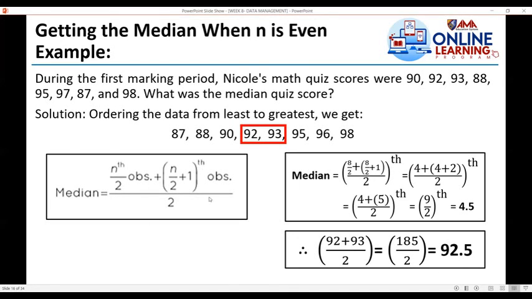Now, if we use the formula for determining the median when n is even, we have the n over 2 observation plus the (n over 2 plus 1) observation, divided by 2. And let's substitute the value of n, which is 8. So 8 over 2 is equal to 4, and (8 plus 2) over 2, that is, 4 plus 1 over 2, hence the median is the 4.5 term. The 4.5 term is the middle of the 4th and the 5th term. The 4th term is 92 and the 5th term is 93. Divided by 2, that is 92.5, which is the same result when we use this formula.